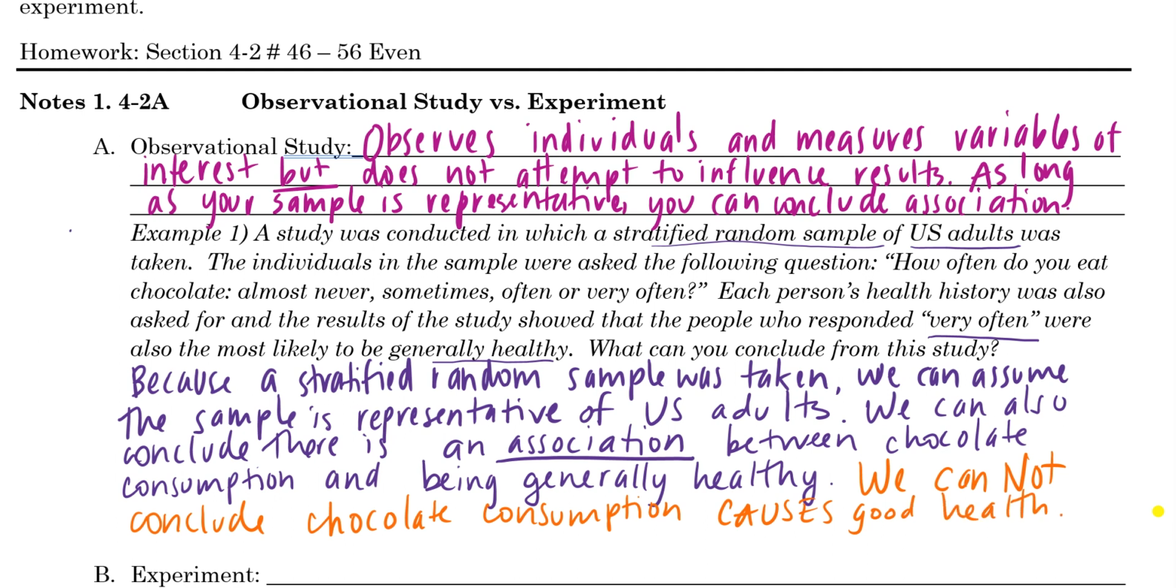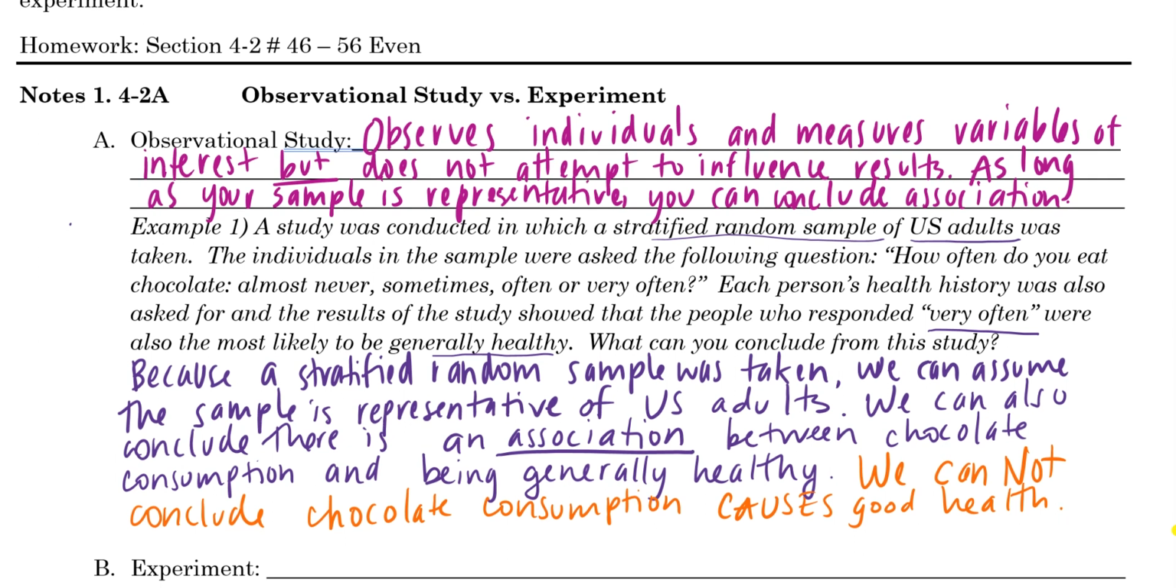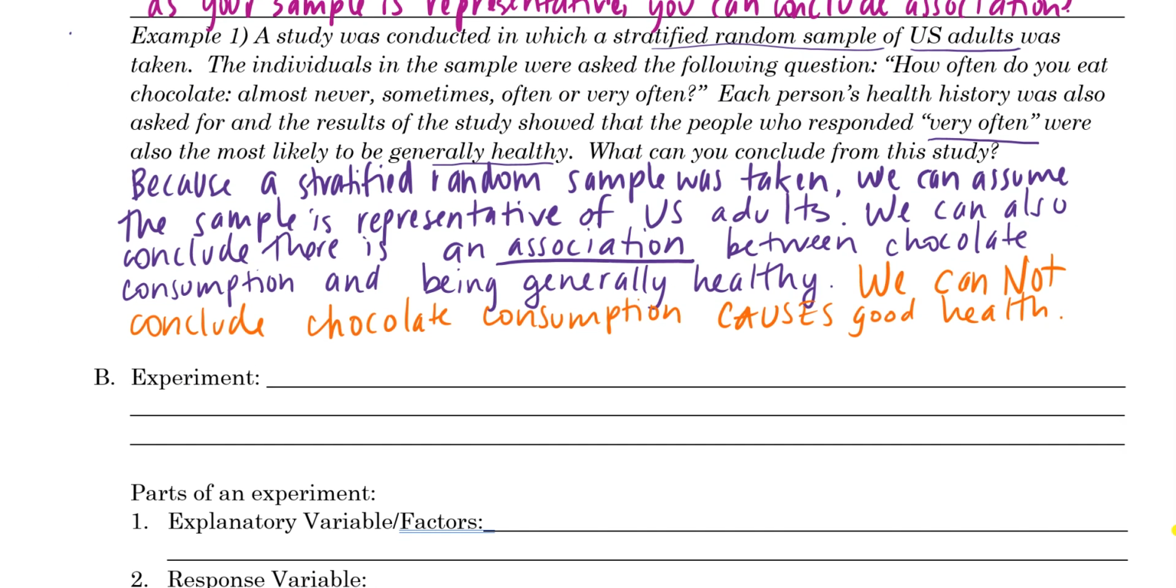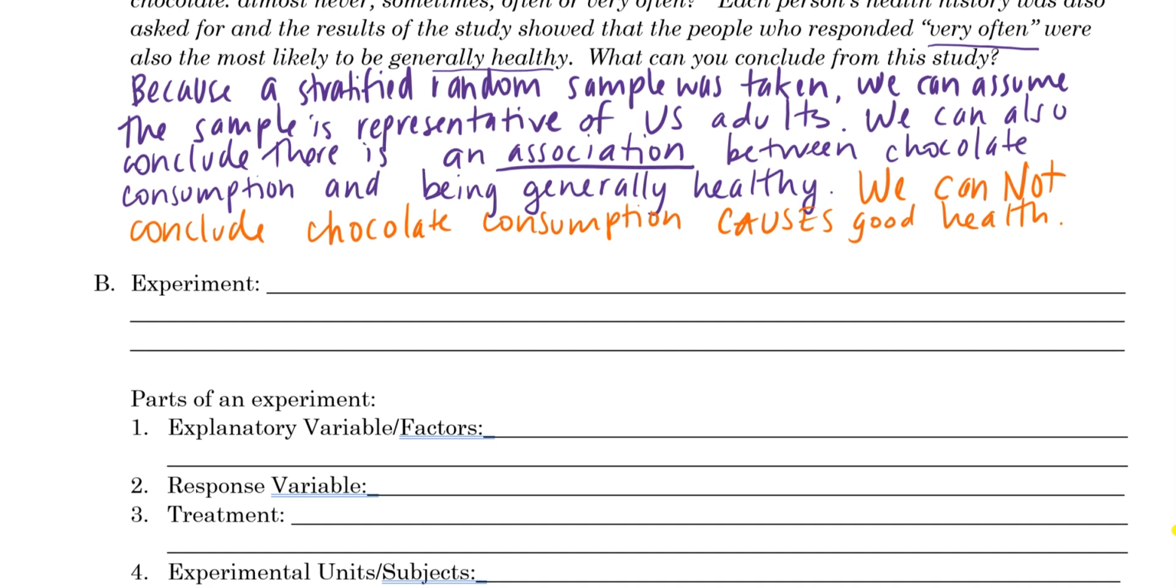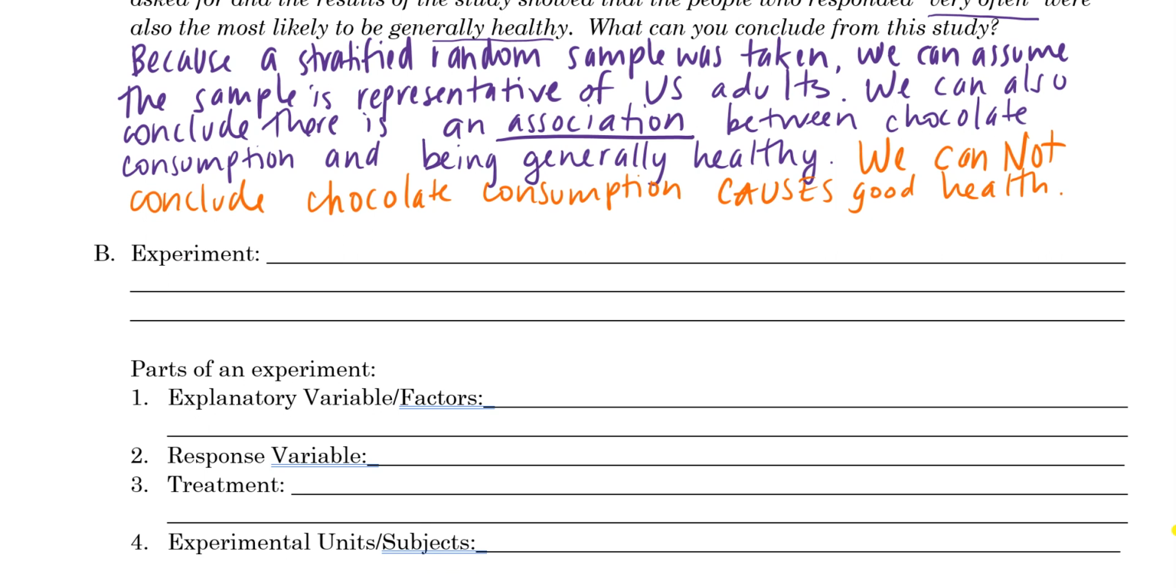Okay, so I take a sample, I ask this particular sample a question, I figure out their chocolate consumption, and I look at their health records and determine if they're healthy. I notice there is a connection between chocolate consumption and being generally healthy, but that's as far as my study is allowed to go. I can conclude there's a connection, I can't conclude that there's causation.